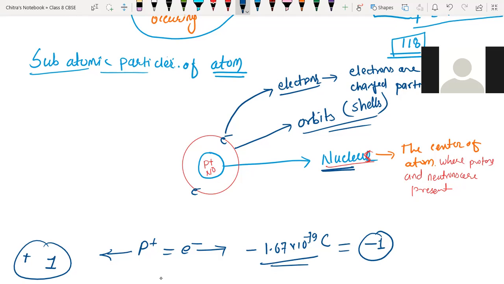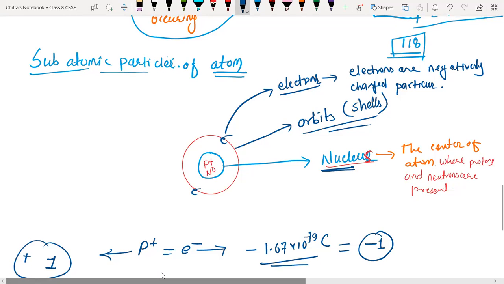Sir, did you write 1.67 into 10 to the power of 79? No, minus 19, beta. Wait a second, let me correct that. It is minus 19. Okay, and C is coulomb, the unit of charge. These electrons always revolve around the nucleus in a continuous path called an orbit.